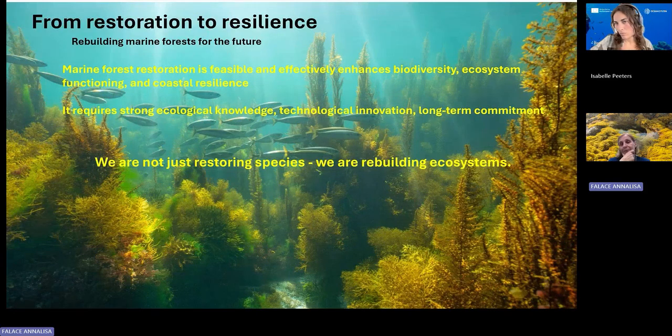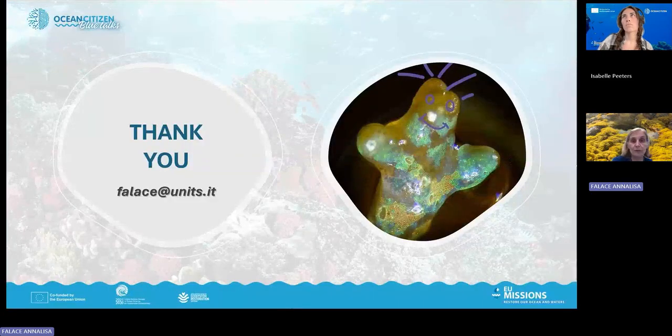So there is a lot of research to do, and I hope that some of you will be interested in working on this subject. We require for sure stronger ecological knowledge, technological innovation, but also long-term commitment. We need projects that are based on several years to see the changes in the field, because we are not just restoring, working on a species, but our work is to rebuild an ecosystem. That is a long work to do. So thank you very much for your attention.